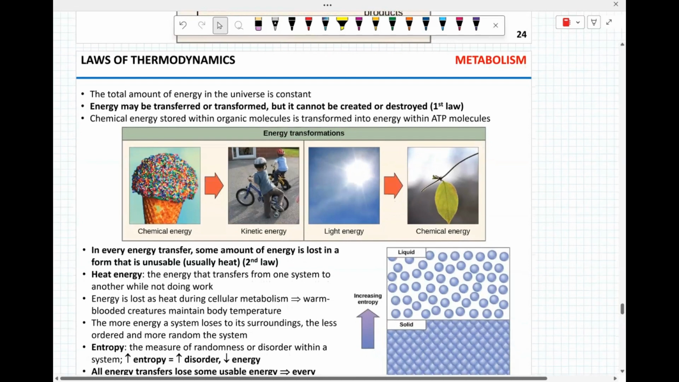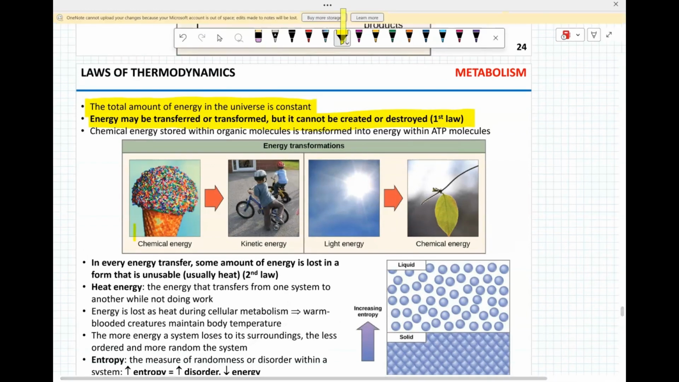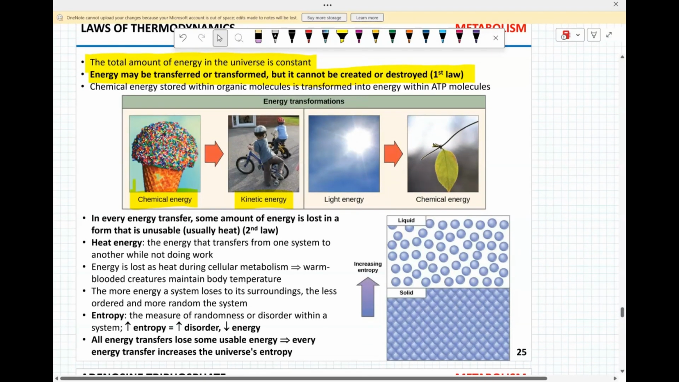Before we get to the enzymes, let's discuss the main physics laws that regulate the energy transfer, the so-called laws of thermodynamics. The total amount of energy in the universe is constant, period. Therefore, according to the first law of thermodynamics, energy can be transferred, it can be transformed, but it can't be created or destroyed. In other words, chemical energy stored in food can be converted into kinetic energy of movement.